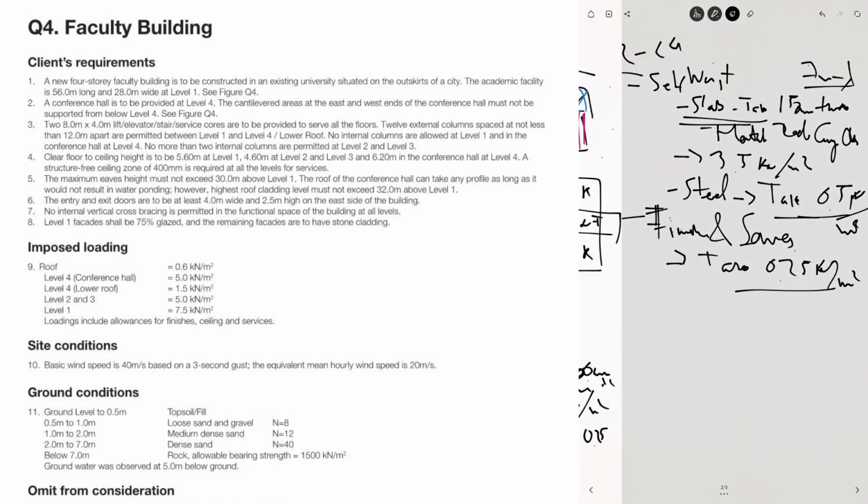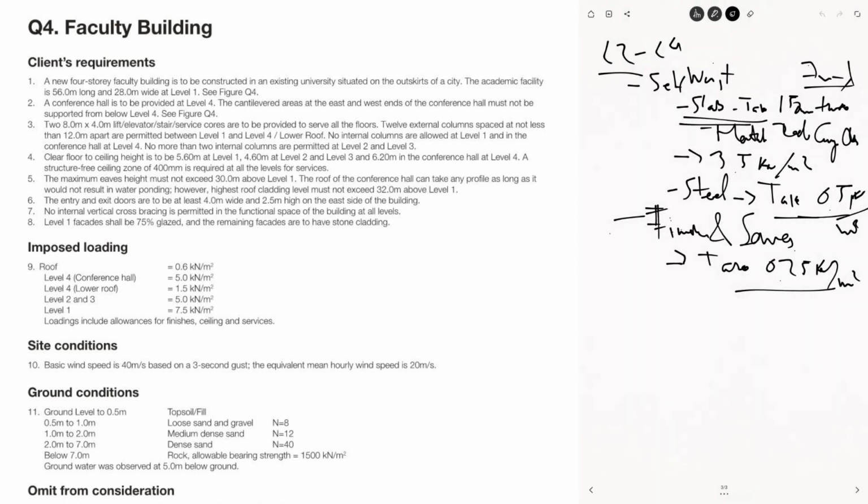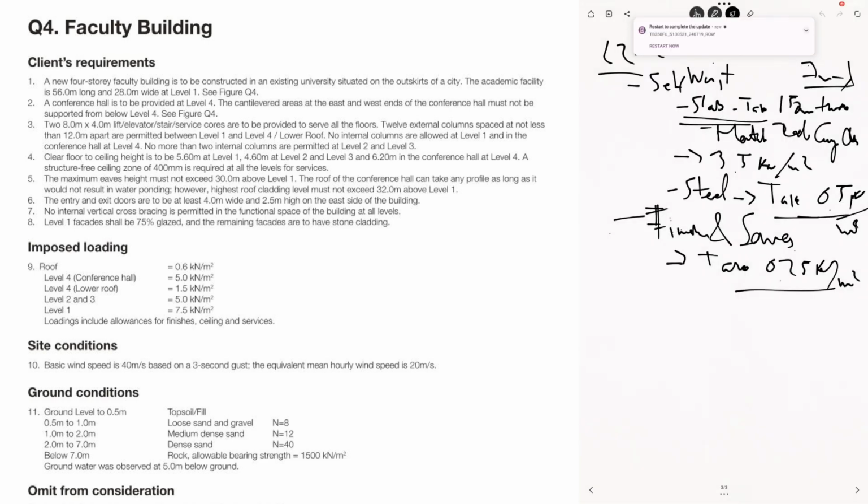Okay, now this one that I just did is for level 2 to 4. So if we come back, all those dead loads apply to here, and all this area. Okay, and we got our load in kilonewtons per square meter. So now, remind me later.